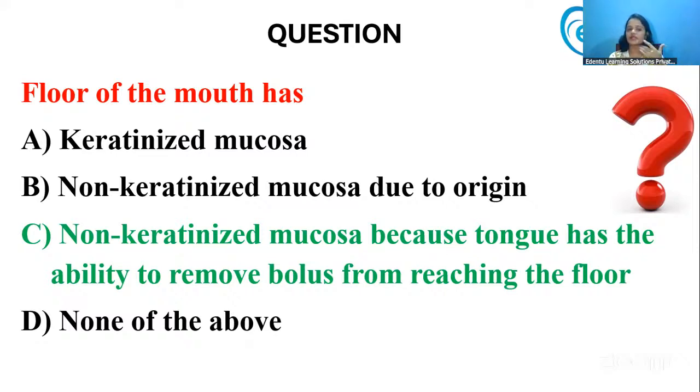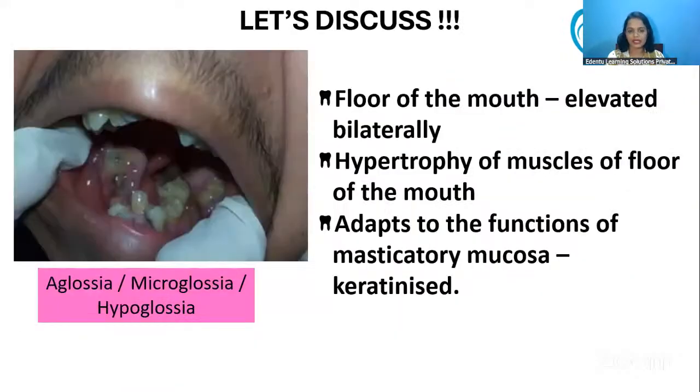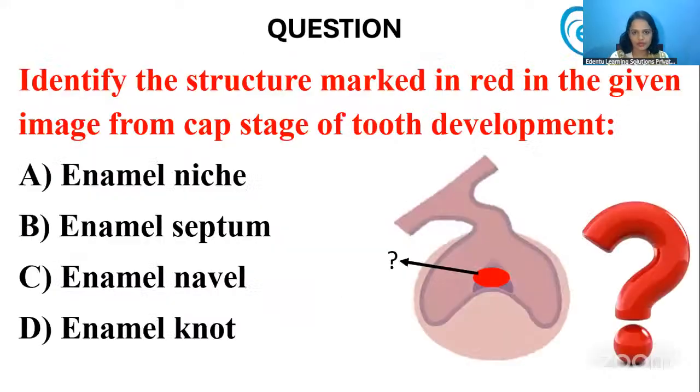It is not due to origin. In patients who do not have a tongue, the floor of the mouth has keratinized mucosa. So that shows that it is not because of the origin, it is because of the function that the floor of the mouth has this non-keratinized type of mucosa.